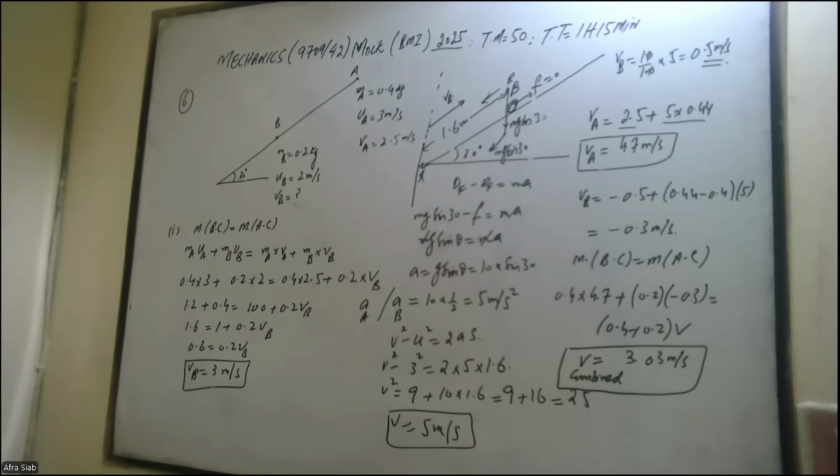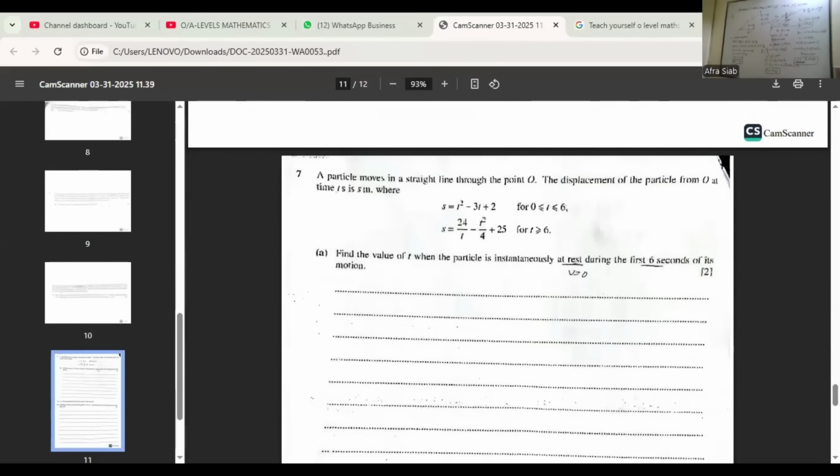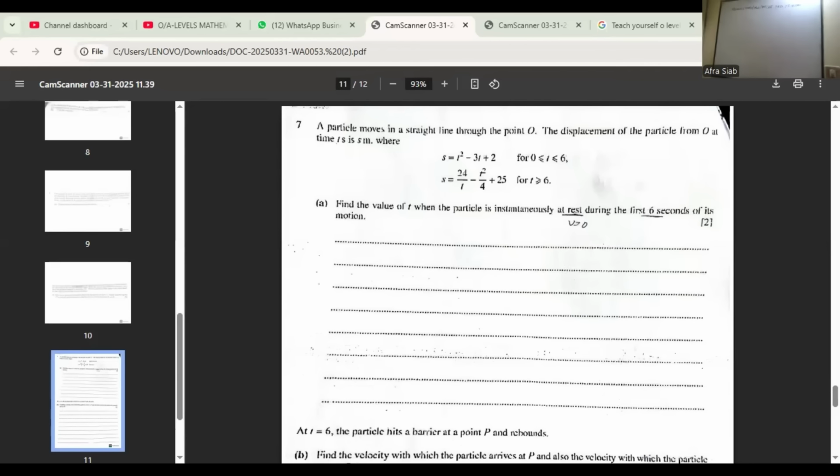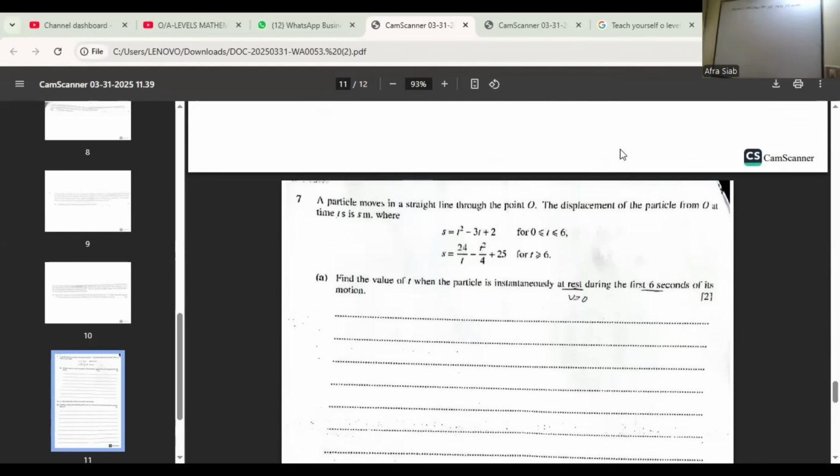Now question number 7. A particle moves in a straight line through the point O. The displacement of the particle from O at t seconds is given by s = t² − 3t + 2 for t from 0 to 6, and s = 24/t − t²/4 + 25 when t is greater than or equal to 6.